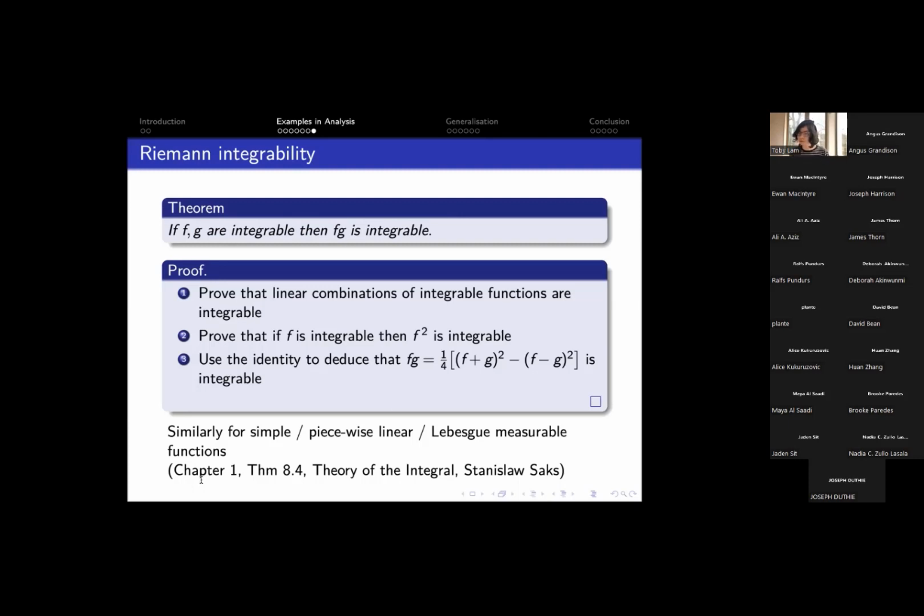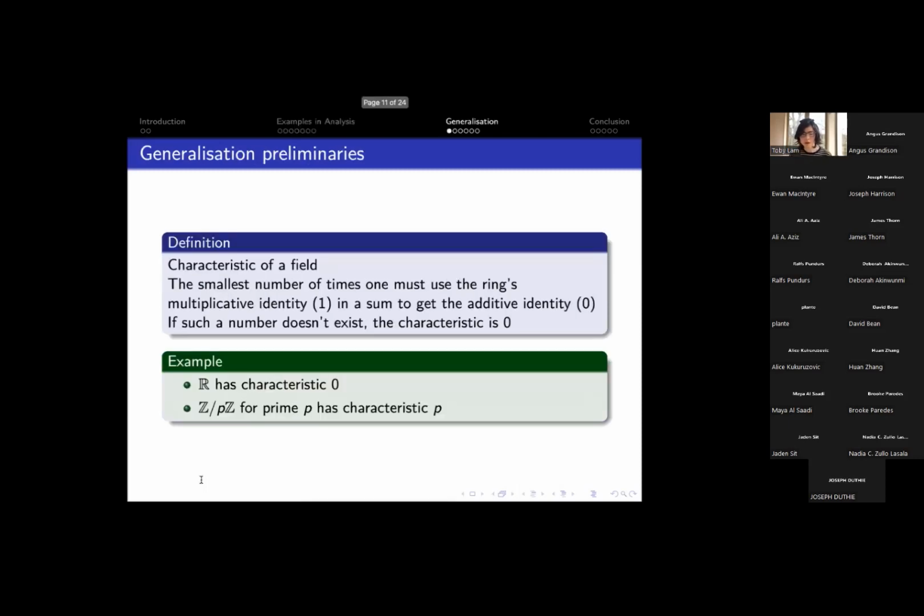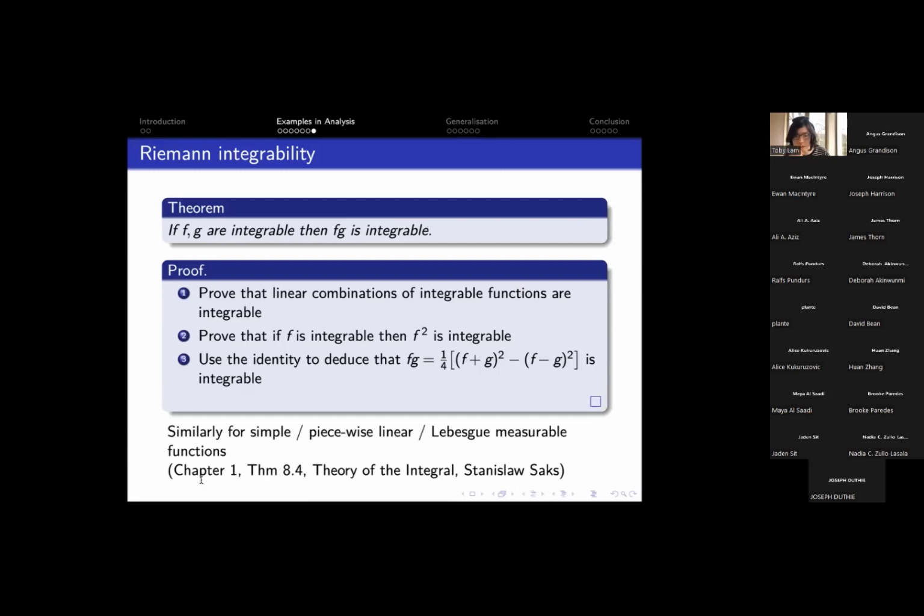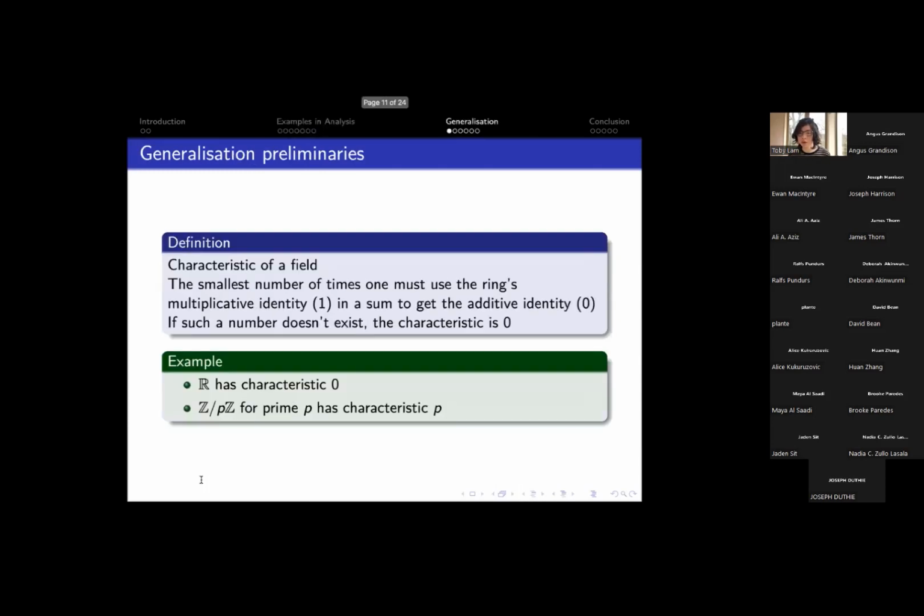So now we've gone through some examples. We want to generalize this, because in some sense, it's not that rigorous to have this kind of idea. So we want to generalize this in some way. And the first thing we're going to do is to talk about some preliminaries.